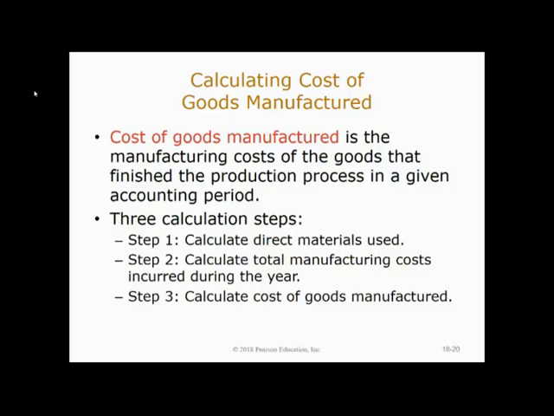What other manufacturing costs did we incur during the year? What was our labor and our manufacturing overhead? That's all the stuff that goes into WIP in addition to those direct materials. And then ultimately, what is our cost of goods manufactured? That was the changes that you had to WIP.